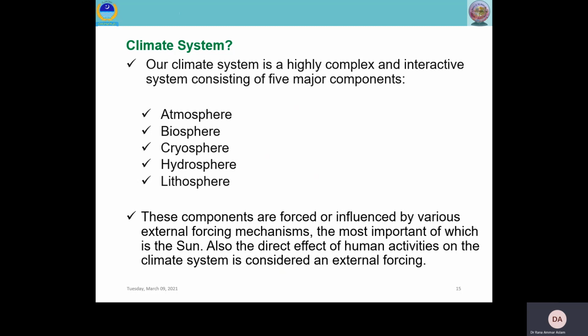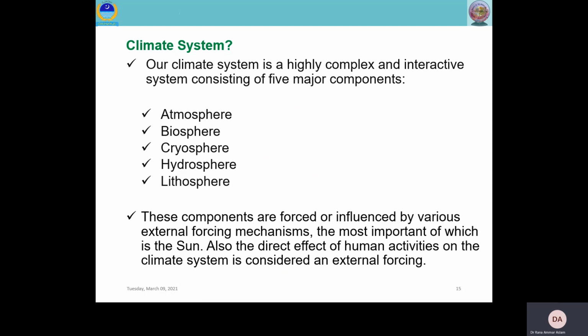So now, before going into further detail on meteorology and climate change, let's try to understand at first what the climate system actually is. Our climate system is a very complex system, right? And it is highly interactive, and it comprises 5 components. These 5 components I have enlisted here: atmosphere, biosphere, cryosphere, hydrosphere, and lithosphere.